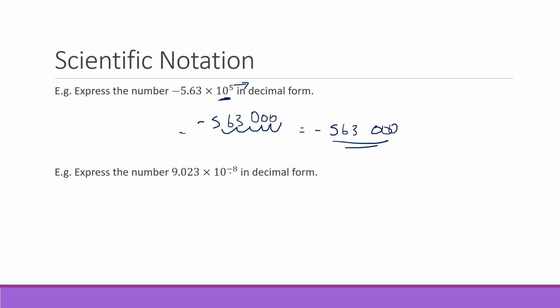When we're using negative powers, once again, it's a negative power. We're just going to count 8 zeros in front of our mantissa. So 0 point, that's our first 0. So 1, 2, 3, 4, 5, 6, 7, 8, 9, 0, 2, 3. And that's how we write numbers, or change numbers from scientific notation through to decimal form.